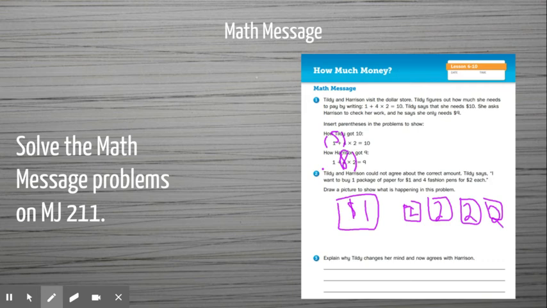So it looks like that. Explain why Hildy changes her mind and now agrees with Harrison. Well, I'm going to look at this and I can see that she's got 4 2s, so I know that's 2 times 4. And then she's got another $1 over from the package of papers. So I think she would need to know how much the pens cost and then add them to how much the paper costs. So she changed her mind because she would have had to have solved how much the pens cost and then added it to the package of papers.